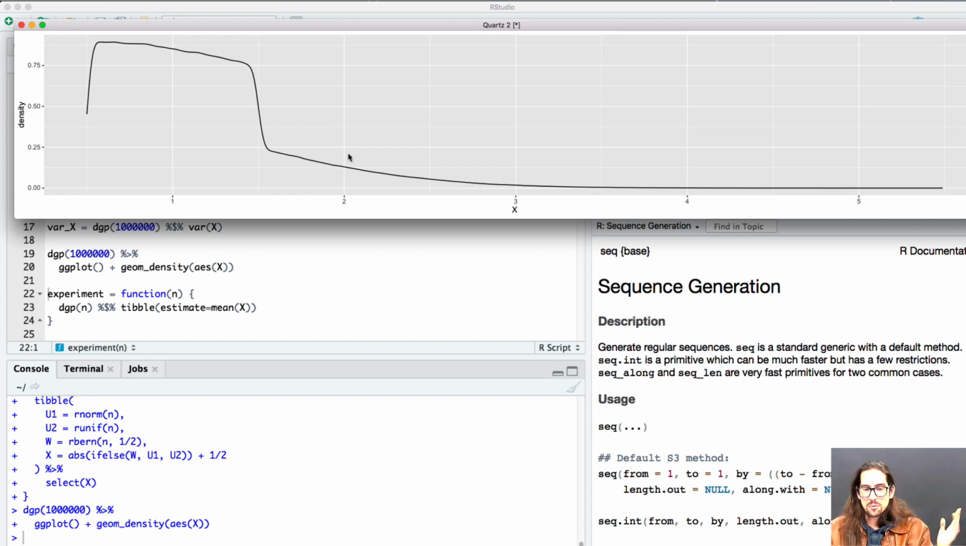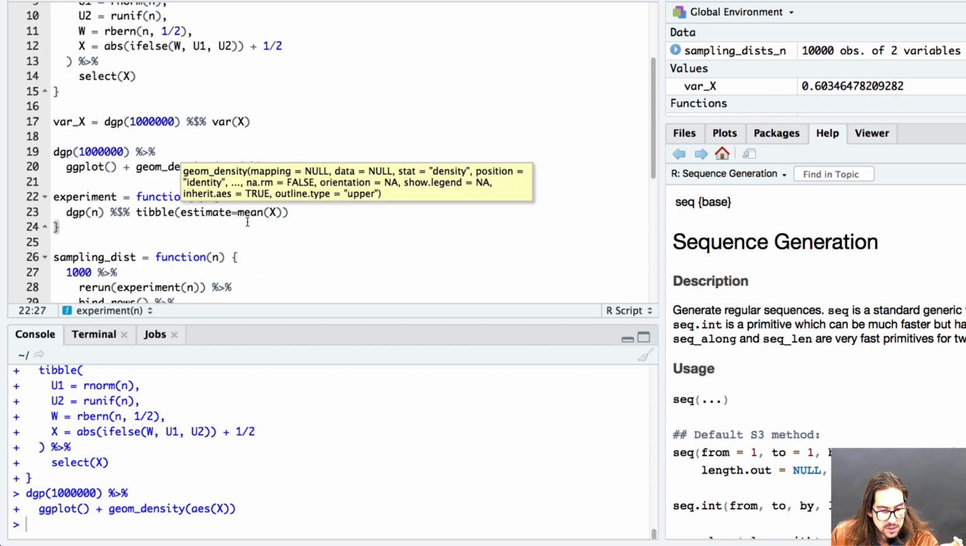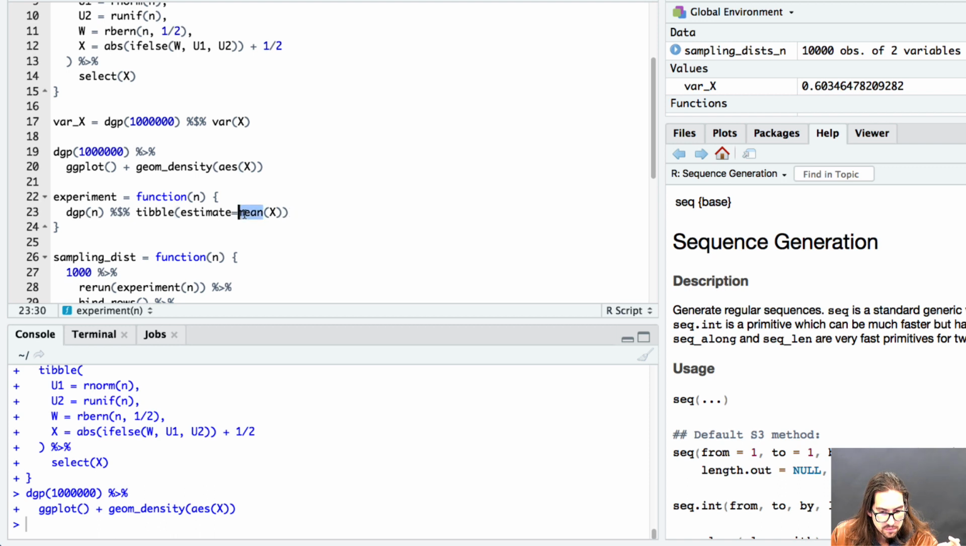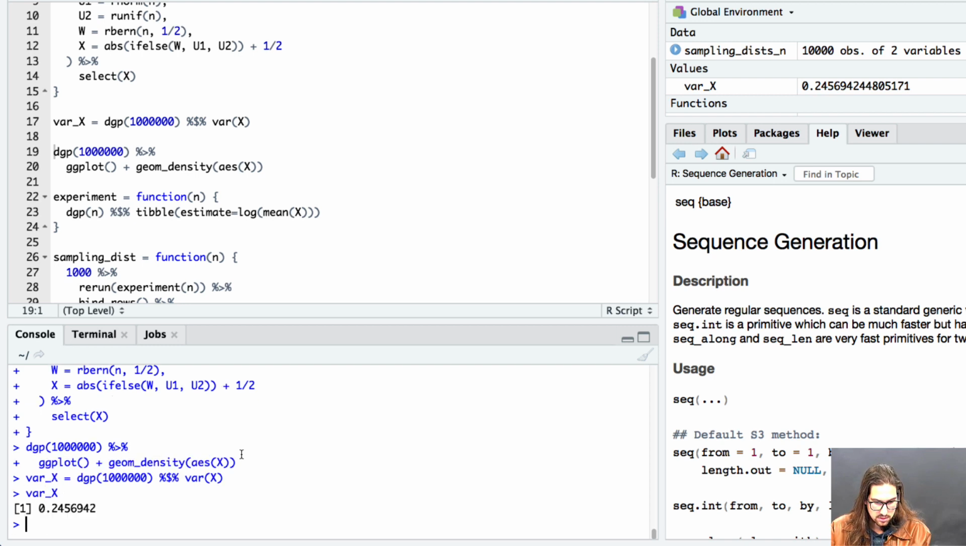So this is a funny looking random variable, and it has that density. Now what I'm interested in is not estimating the mean of x, which my estimator was before. Now my estimate is the log of the mean of x. This is still the same, so let's run that. So now, what is the true variance of x? Okay, it's about a quarter. We already saw the density.